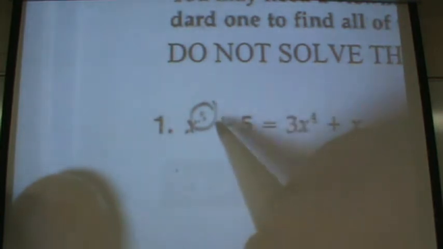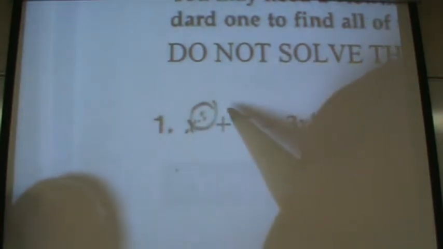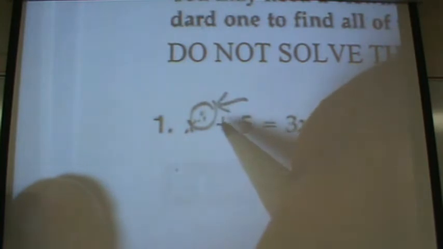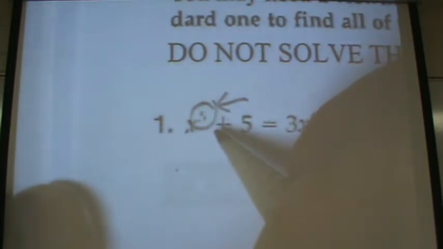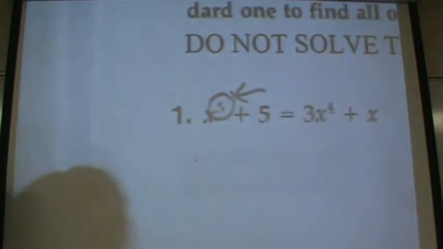X to the 5th. So we learned last year that the highest exponent, or the degree of the polynomial, tells you at most there are 5 solutions. Does that mean that there are 5 solutions? No. Because let's consider a parabola. If I gave you this problem, how many solutions are there? There's none in this one. Now, what's the most there could be? 2. There could be 2. There could be 1.